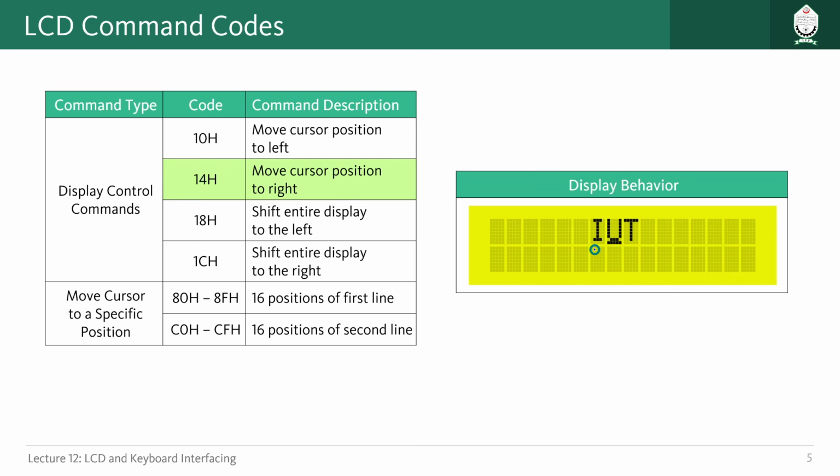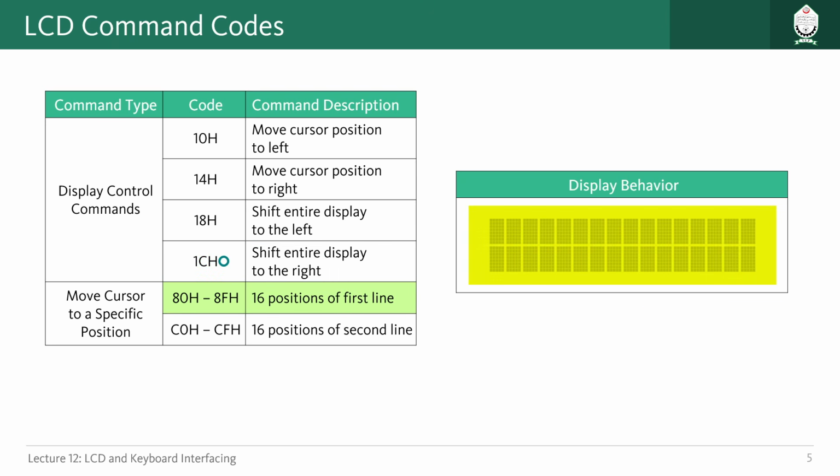Similarly, if you want to shift the entire display to the left, you can do that using this command. Each time you give this command, the display will move to the left by one block, and the same goes for the next one. It will shift the display to the right by one block each time you give this command.